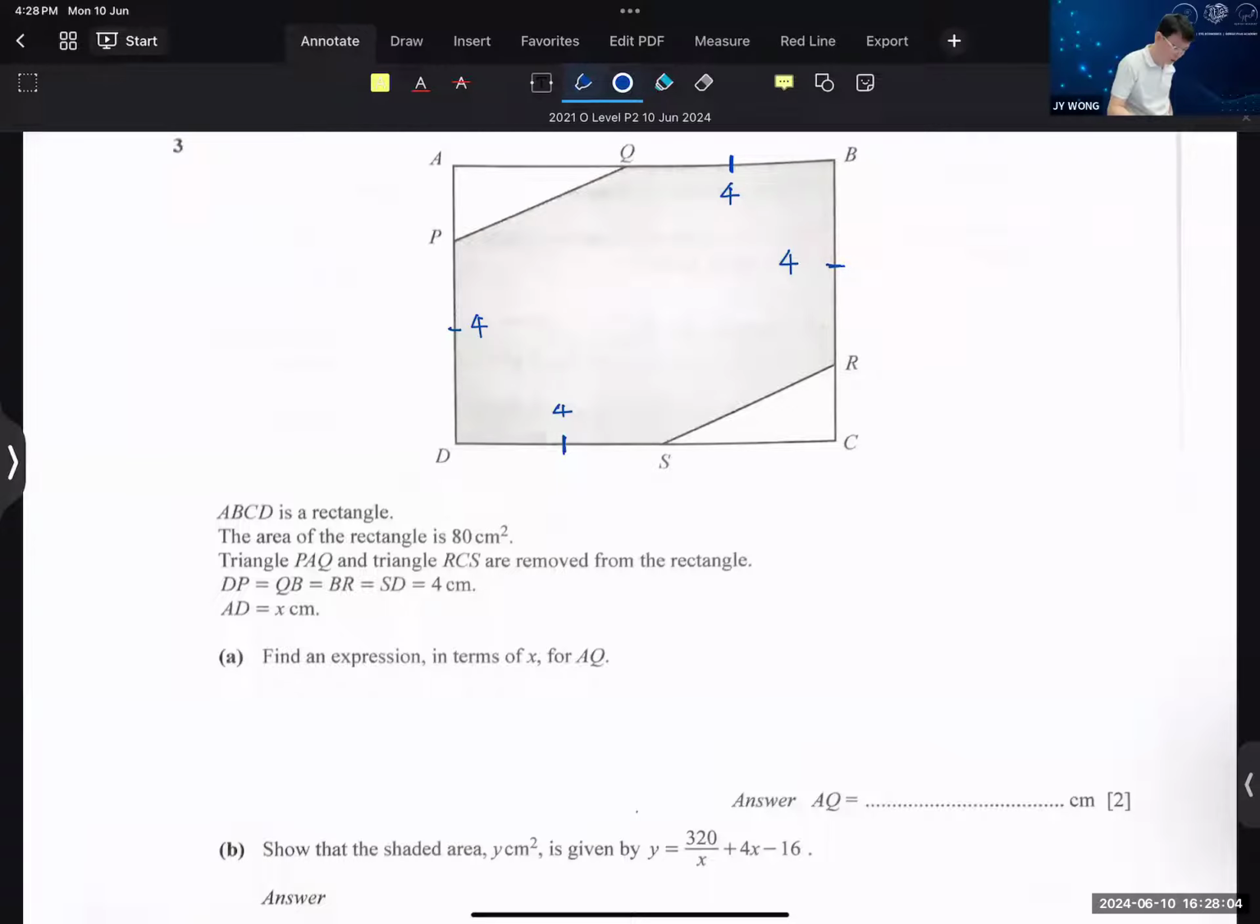Then they tell you that AD is x. So this entire thing is x. Find an expression in terms of x for AQ.